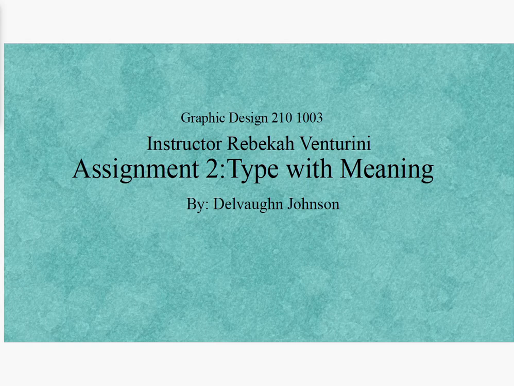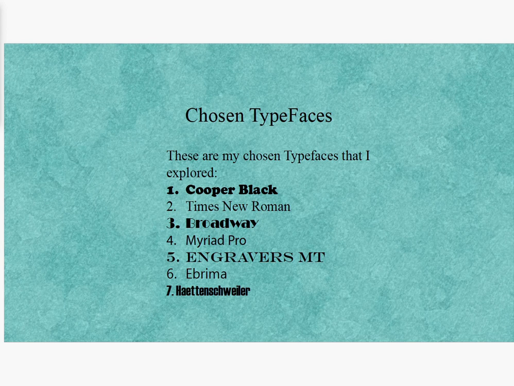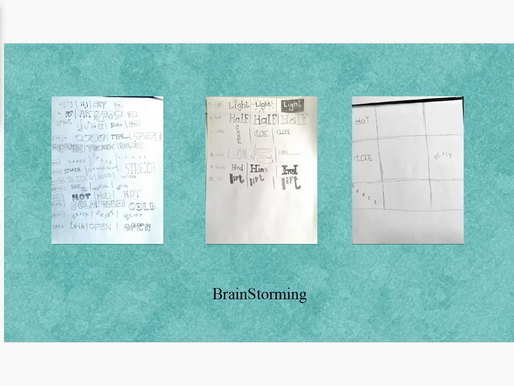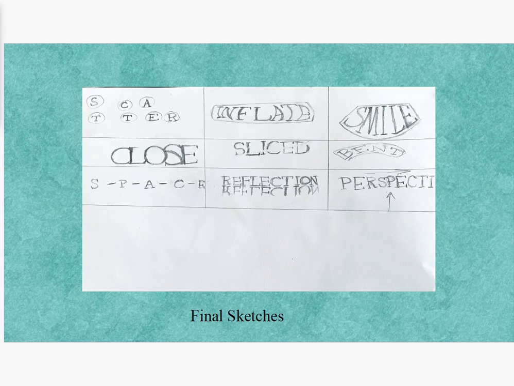Next up is Delvon. All right, so here's your chosen typefaces. Cooper Black, Times New Roman, Broadway, Myriad Pro, Engravers, Abrima, and Heighton Schweiler. Okay, great. So here's your brainstorms. Really nice. Great. I don't think I got a chance to see these. I don't remember commenting on these, but there's a lot of good ones there.